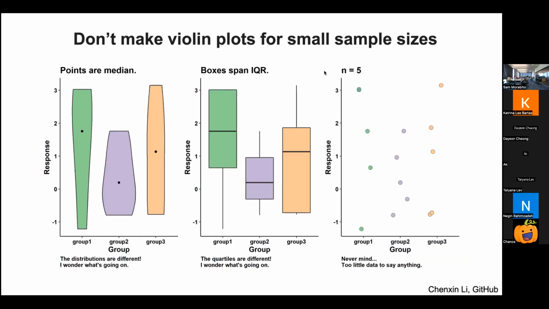The first one is basically, don't make violin plots when you have a really small sample size. The left is like, oh, look how different they are. Well, first of all, they look like vases to me. And then if you look at the box plot, it looks pretty different, right? You can clearly see that there are some differences in the quartiles and the median and the means. But when you actually look at the data points, there's almost nothing going on, right? So I think this is a really good example.